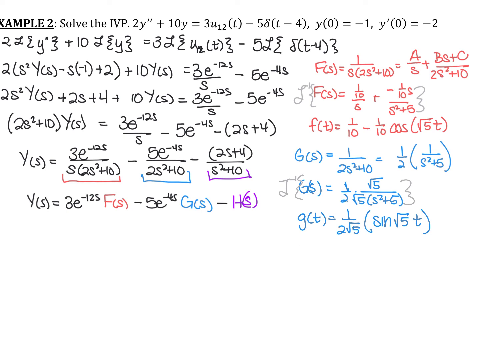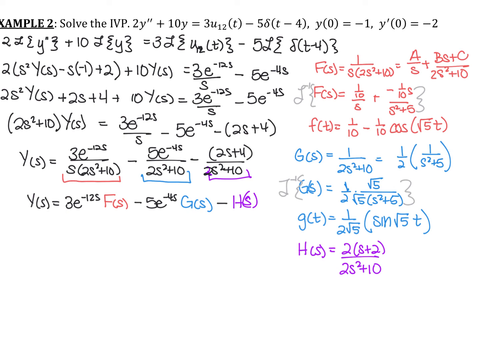And then the h of s function is going to be 2 times s plus 2 over, oops, I think I lost the 2. 2s squared plus 10. I did. So let's go back here real quick. So back over here, I just lost the 2s squared. So that should have been a 2s squared.